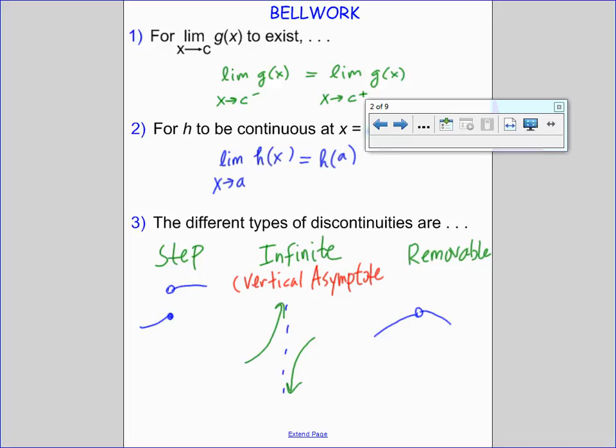We could remove that discontinuity by redefining the function to fill that hole, to plug the hole, and then we'd have all of our pieces together. Nice work. Thank you, you guys. What questions do you have on 1 through 3? All right, and let's get to our algebraic evaluations.